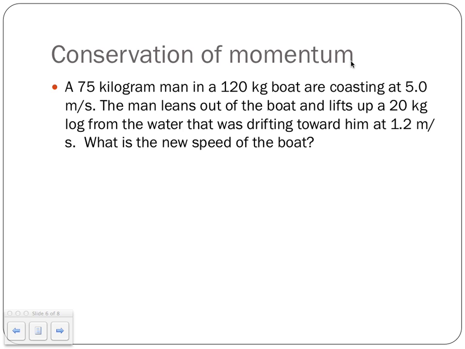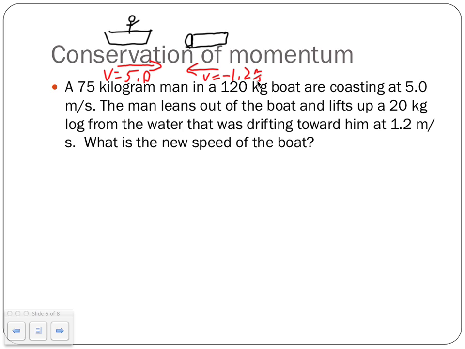So to give our general setup, we have a boat, maybe a little rowboat. There's a man inside said rowboat, and there is a log that's out here. There's our log. And so what we know about this situation is that the man and his boat are traveling at 5.0 meters per second. That is our original velocity. The log is traveling in the opposite direction. We'll say its velocity is going to be negative 1.2 meters per second.